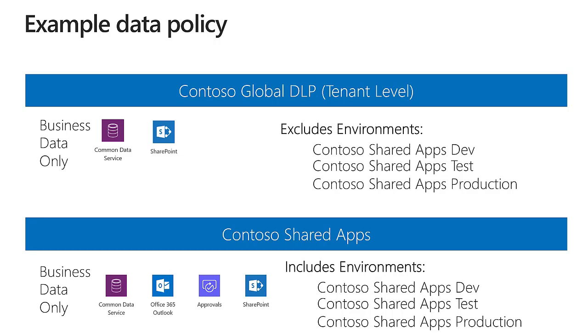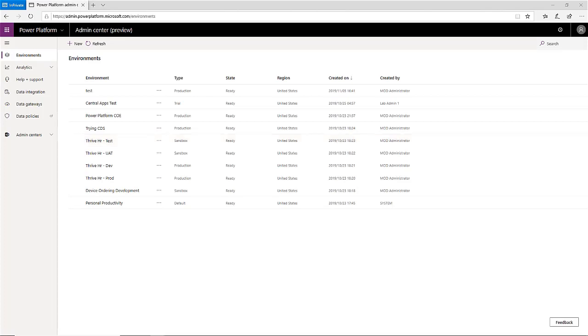Now, in the Contoso Shared Apps policy, they've included only the dev, test, and production because those have an exception policy applied where you can use the Common Data Service connector, Outlook, Approvals, and SharePoint all together in the same flow or application. Now let's jump into the actual admin portal and real quickly see where we go to manage these.